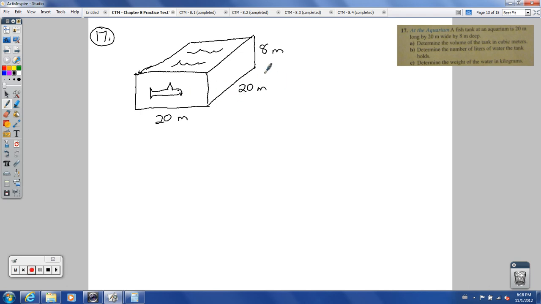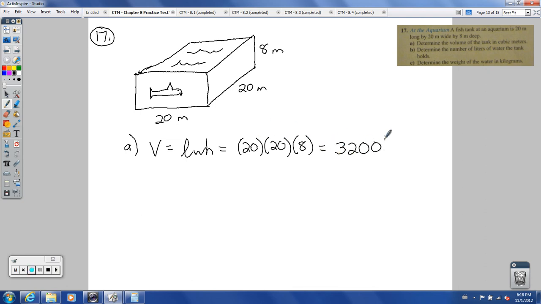And determine the volume of the tank in cubic meters. So in cubic meters, that should be pretty easy. I know that the volume of any box is just length times width times height. So this is just going to be 20 times 20 times 8. I know 2 times 2 is 4, 4 times 8 is 32, and then I have 2 more zeros to add to that. So this would be 3,200 meters cubed.